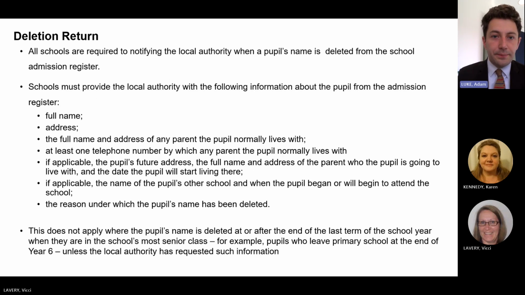The second one is deletion returns, and again this one is pretty self-explanatory, and it is the mirror image of informing the local authority when a pupil is added to the roll. This is taking off a pupil when they are deleted from the roll. So a pupil's name can only be deleted, as you should know, in line with the grounds prescribed in regulations.